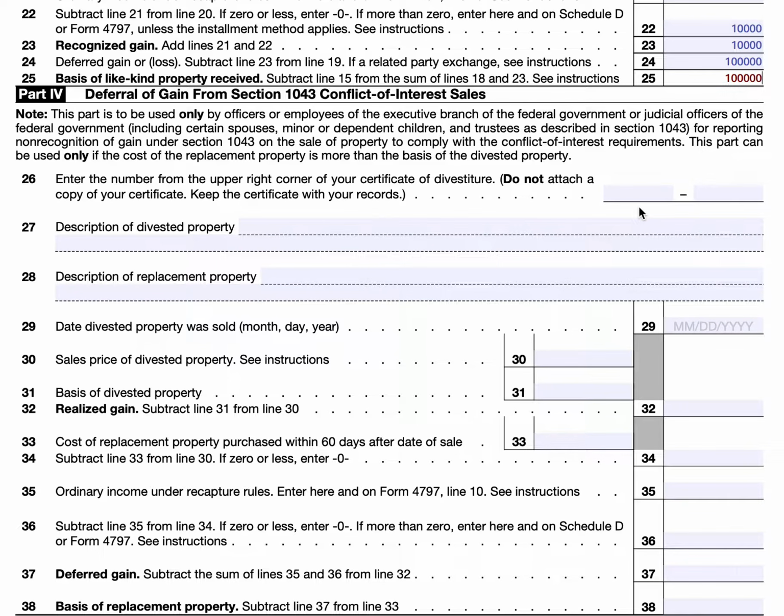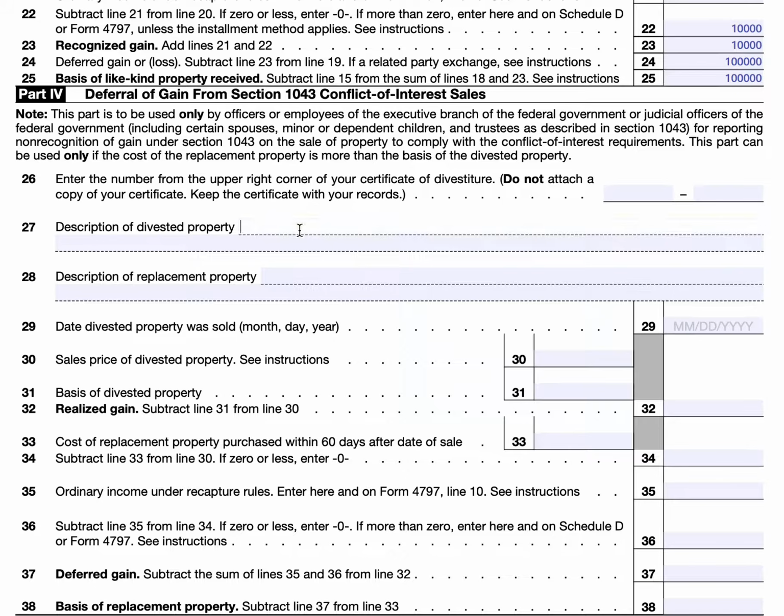So in Part 4, again, you're only going to be completing this if you're forced to sell a house under Section 1043 conflict of interest rules. So unless you're a Supreme Court justice or a high-ranking member of the federal judiciary or the federal executive branch, you're probably not going to be completing this part of the form. If you have a certificate of divestiture, you would enter the number on the upper right-hand corner of that form in line 26. You don't need to attach a copy of your certificate. Just keep it in your records in case you're audited.